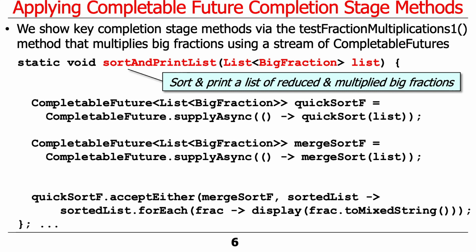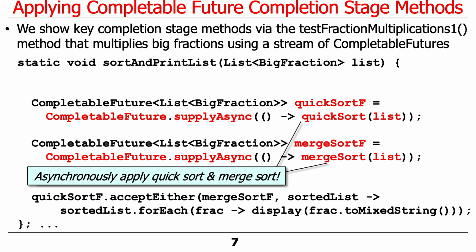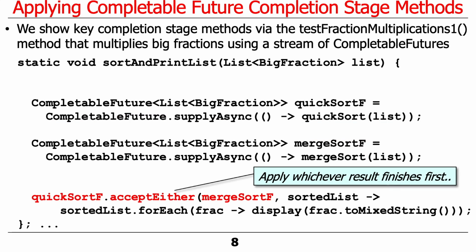So let's take a look at sort and print list. So sort and print list is going to, as it says, sort and print a list of reduced and multiplied big fractions. Let's see how this works. It's kind of fun. So what it does, similar to what we had talked about a little while ago, it takes the list of big fractions, which have now been reduced and multiplied, and it's going to quick sort them, and it's also going to go ahead and merge sort them. So those two things will start running in parallel, and then we're going to call the acceptEither method, which will take whichever one finishes first, and we'll print it out.